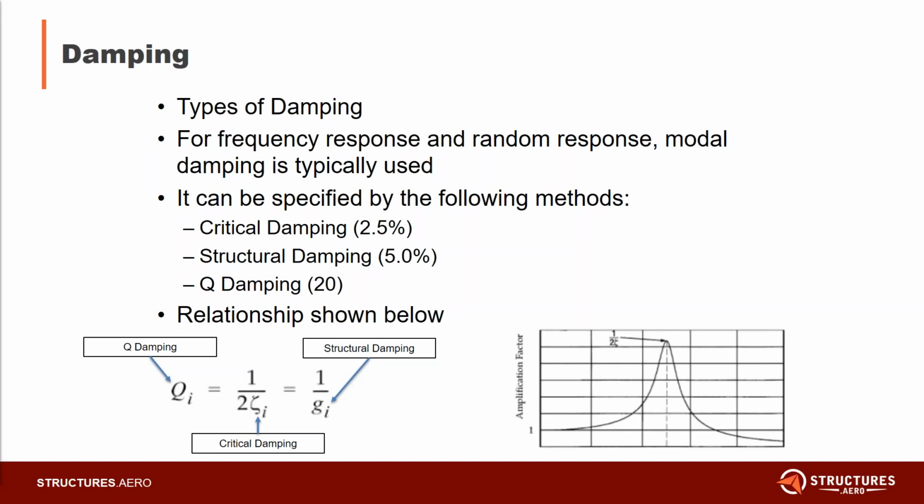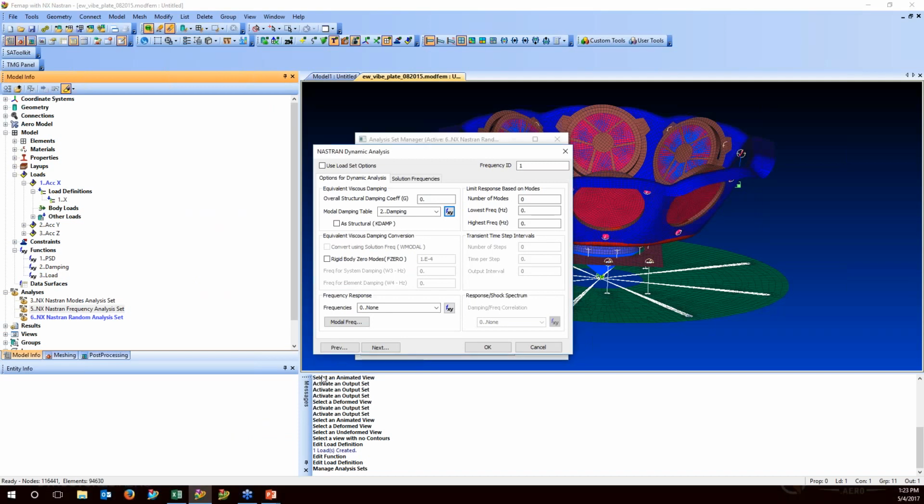Many times damping is determined either by using some general standards. In this case, we're using 2.5% for our particular analysis, or many times through test. So the determination of those numbers is going to probably be based off best practices and also testing of whatever systems you are working on.